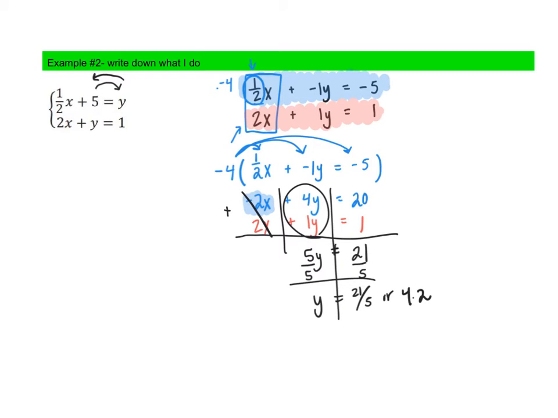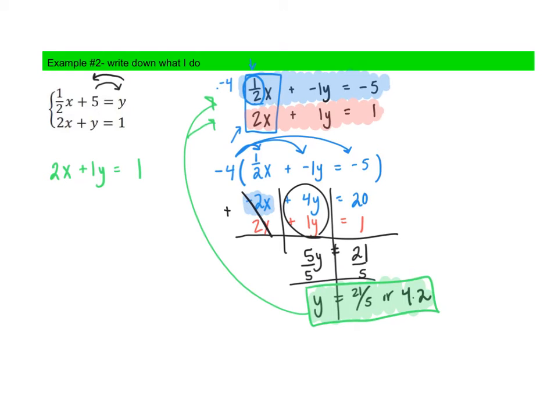So I've got my x. The next thing I'm going to do is, now that I've got my y, use that to find my x. So I need to plug this in to one of these equations. Doesn't matter which one. I'm going to choose my second one, the one I highlighted in red, because there's no decimal. So I have 2x plus 1y equals 1.